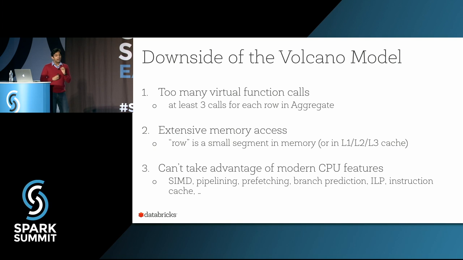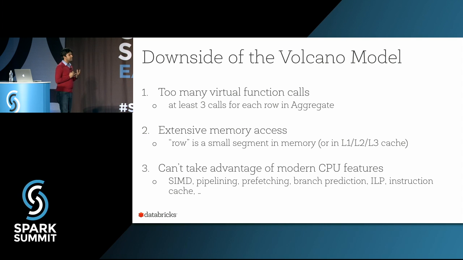That said, there are a number of downsides of this Volcano iterator model. First of all, there are just too many virtual function calls. Since you're agnostic to the operator that's below you, you have no idea where the input data or the row is coming from, so it's all dynamic dispatching at runtime. Second, each operator now has to write the intermediate row that it's trying to send to the upstream operator into memory, or it could even be L1, L2, L3 cache. But the point is that this makes memory writes and reads the bottleneck. Imagine reading and writing billions of rows to memory, which each of these upstream operators then has to read. Your memory quickly becomes a new bottleneck.